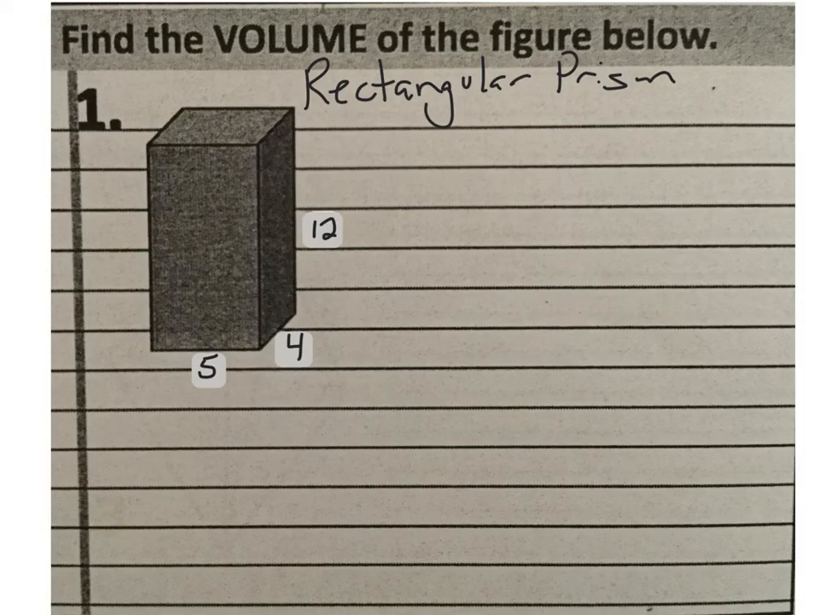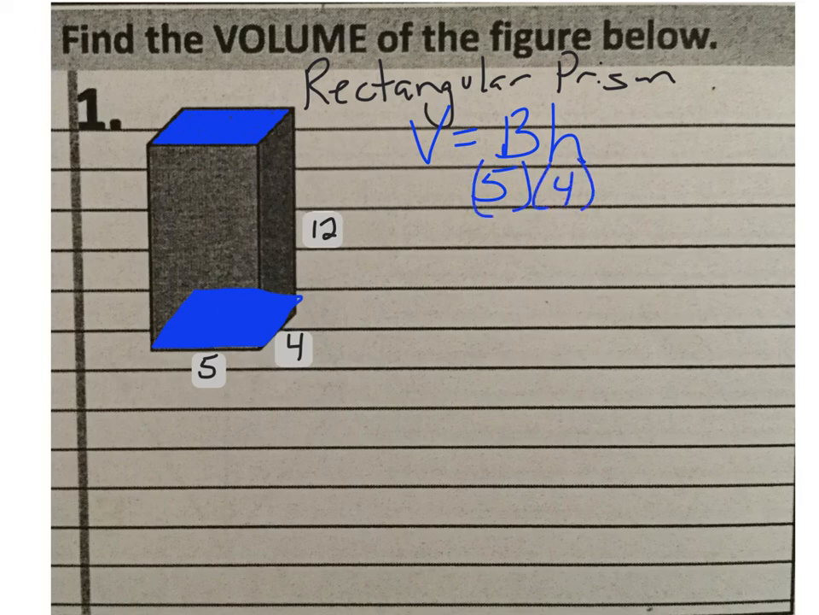Okay, first step is always identifying the bases. In this case, the top and bottom are going to be our base. You find the area of that base and then multiply by its height. Go ahead and write the formula down. The formula, volume equals area of the base times the height. In this case, the base is 5 and 4. 5 times 4. And then you multiply it by its height.